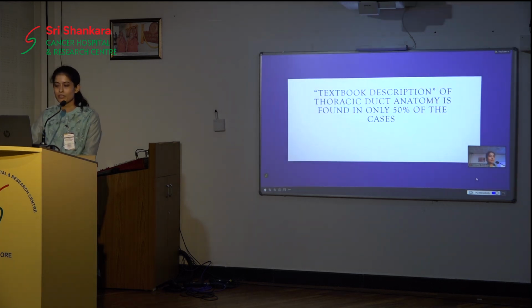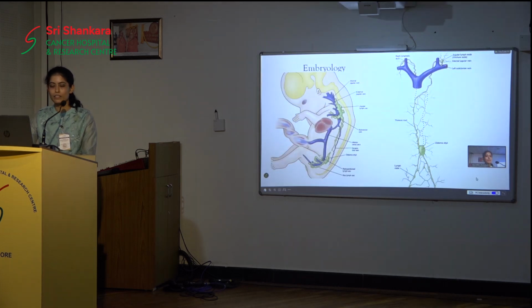Unfortunately, the textbook description that we just saw is valid only for 50% of the cases, and there are innumerable anatomical variabilities that we will subsequently discuss. The reason behind the increased amount of variability lies in the embryology. In the developing embryo, the lymphatic drainage originates from 6 lymph sacs: the 2 lymph sacs located in the jugular area, the 2 lymph sacs located in the iliac region, 1 retroperitoneal lymph sac, and the cisterna chyli.